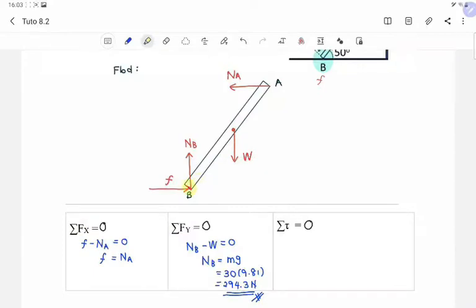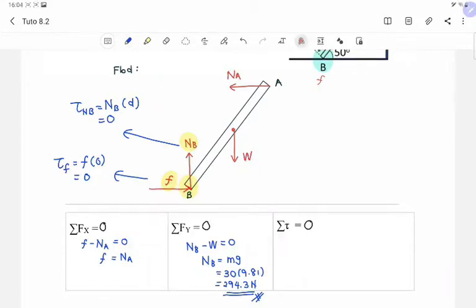So this one will be the point of rotation. Kalau kita buat di sini point of rotation, torque untuk NB dengan F dah equal to 0. Okay, sebab apa? Sebab kalau kita kira torque for NB is equal to NB times D. But D equals to 0 because the force is exactly at the point of rotation. So this one becomes 0. The same for friction. The torque for friction is equal to friction times D. D is 0. So no torque produced by NB and friction force at point B.